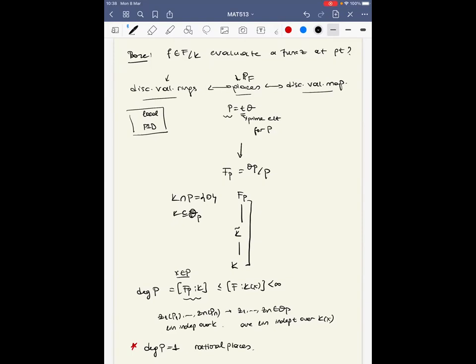Still, we don't know if there is a degree one place in an algebraic function field, but at least we know that the set of places is non-empty. So that means we may consider such a structure. Then, depending on the residue class field, we define the residue class map and the notion of evaluating a function at a given place P.